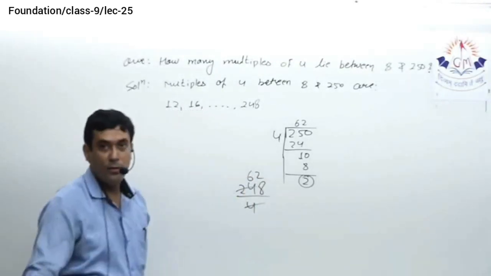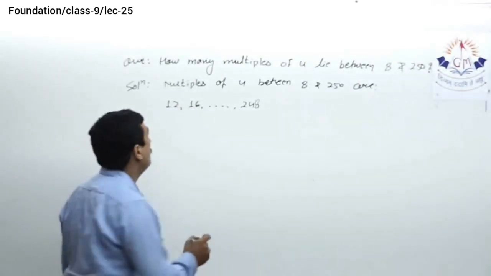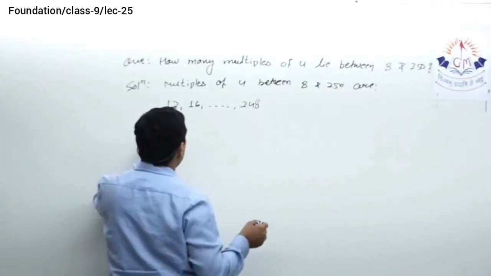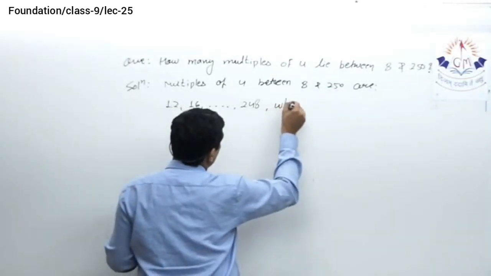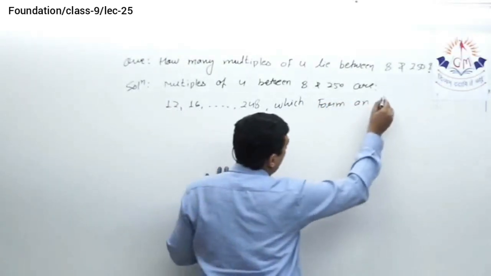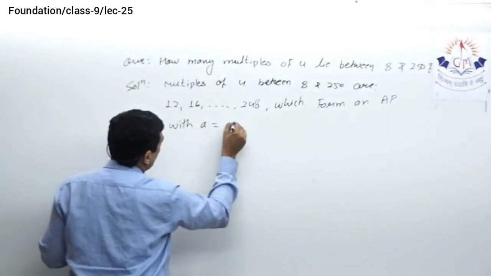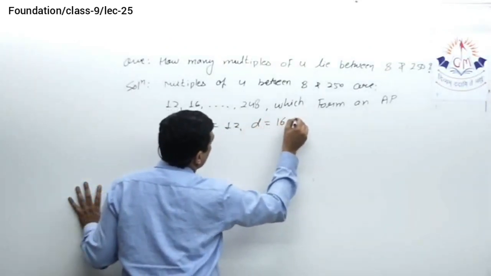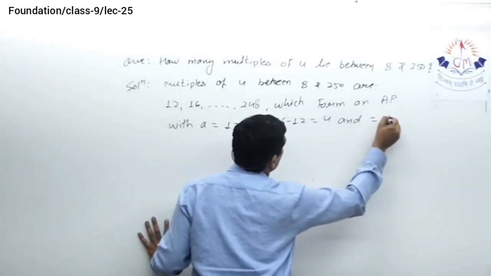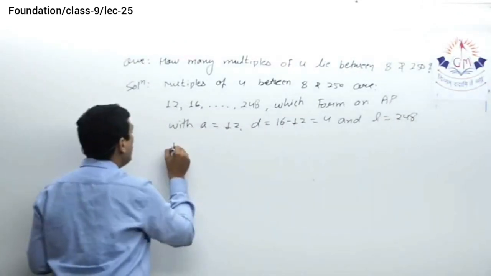It is divisible. So here we got A, here we got D, here we got L. So multiples of 4 between 8 and 250 are 12, 16, 248, which forms an AP with A equal to 12, D equal to 16 minus 12, that is 4, and L equal to 248.